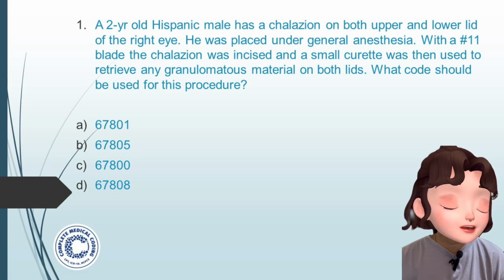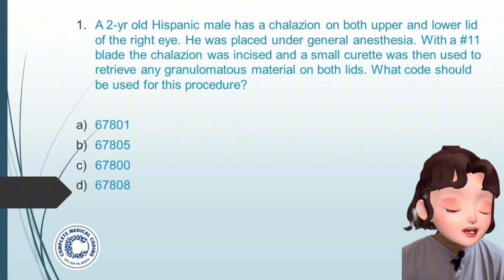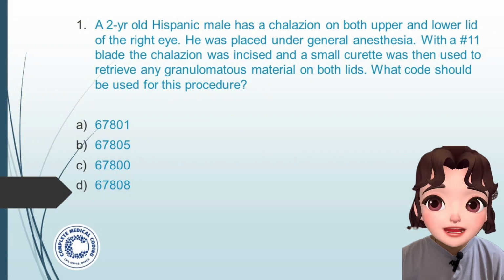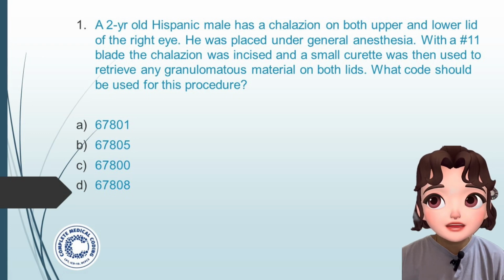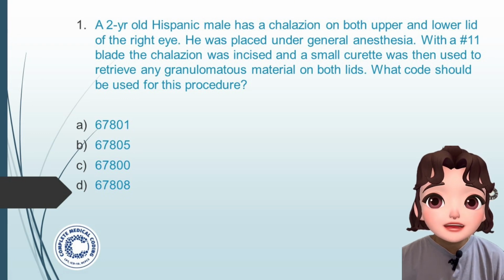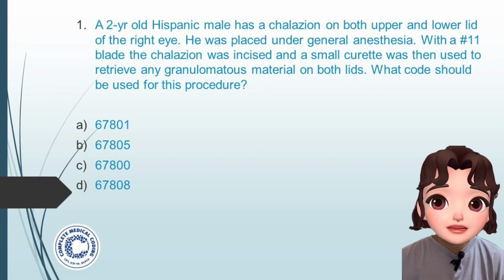So just open the CPT code book and move to the code 67800. Excision of chalazion is a procedure, right? But what is the code 67800? Excision of chalazion single. This is not single. This is both upper and lower eyelid, both the lids. So 67800 is wrong. What is 67801? Excision of chalazion multiple same lid. This is not same lid. This is different lid, upper and lower.